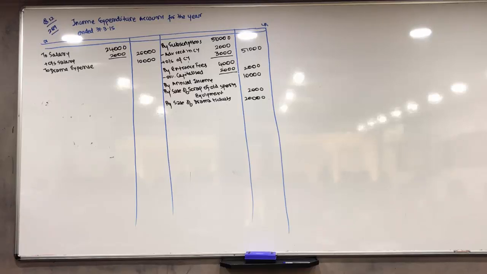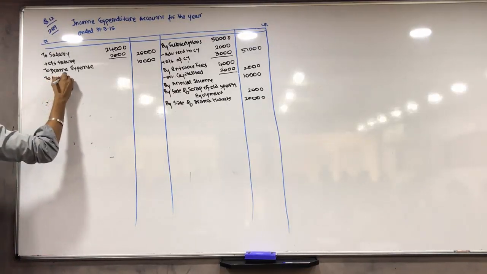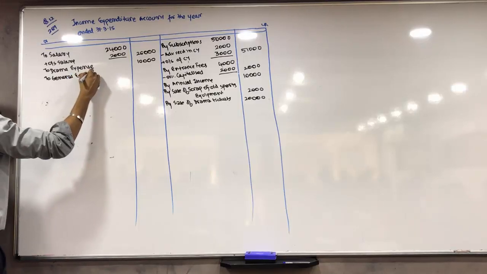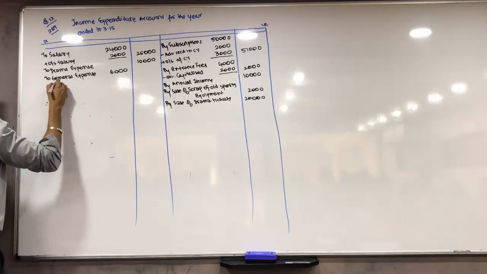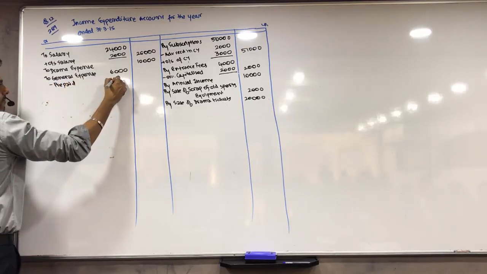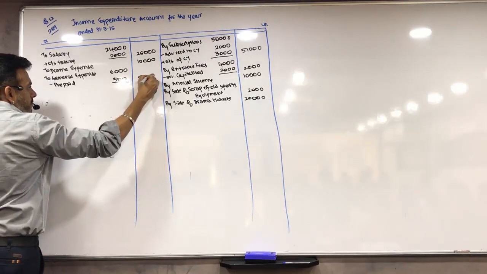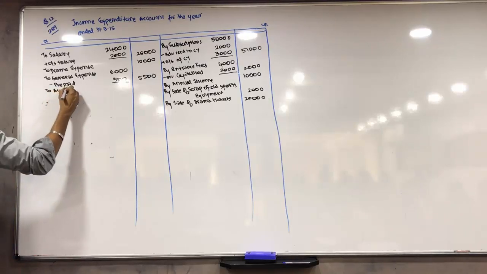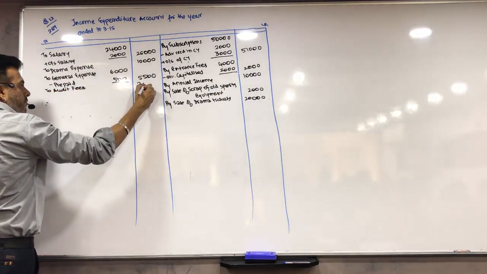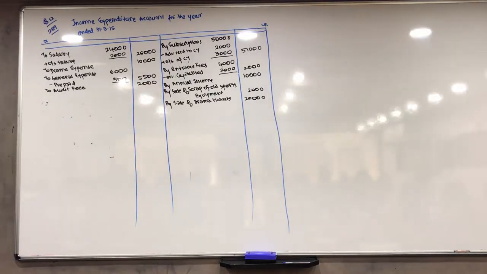General expense, inner column 6,000. There is an adjustment, prepaid 500, so minus prepaid 500, 5,500. Audit fee 2,000. To audit fees 2,000.